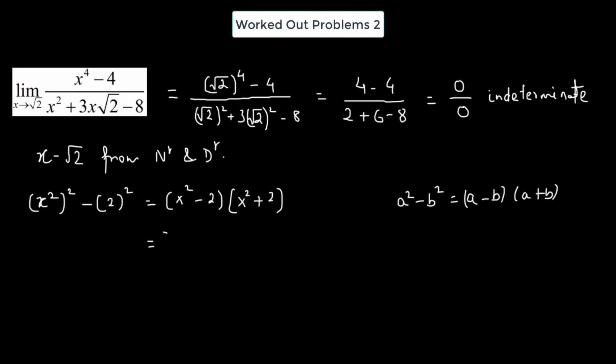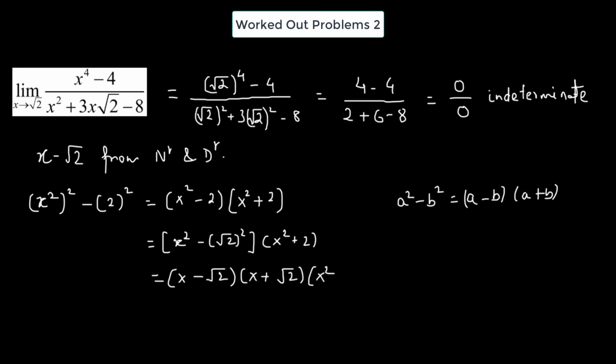Now what we can do, we can rewrite 2 as square root of 2 whole squared, so that we can reapply the identity a squared minus b squared, and that should give us x minus root 2 times x plus root 2 multiplied by x squared plus 2. So let me clean up the board.